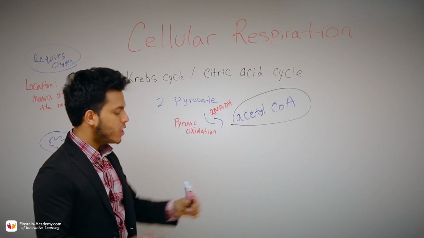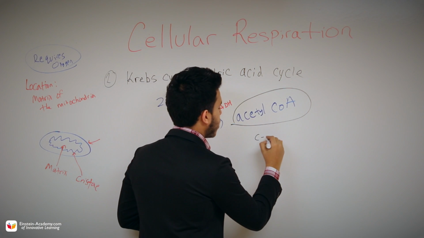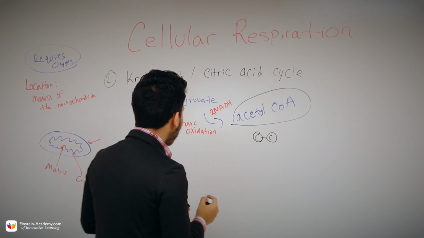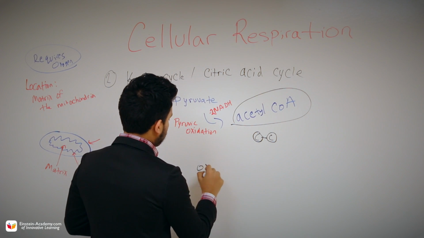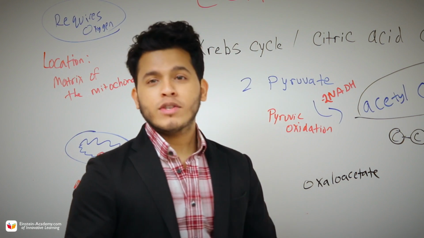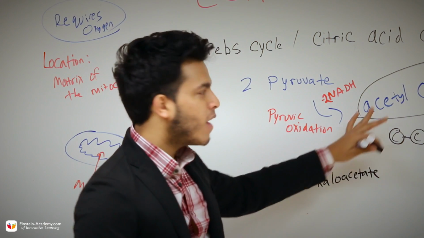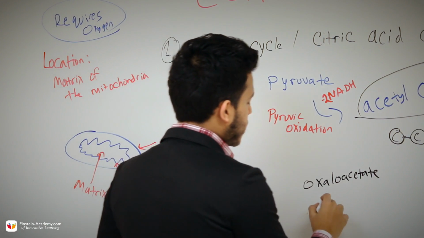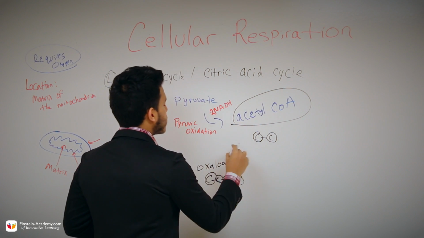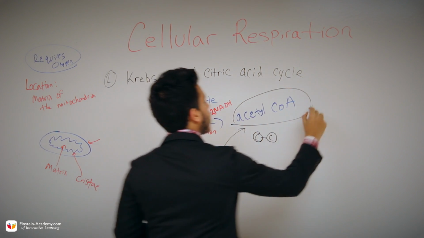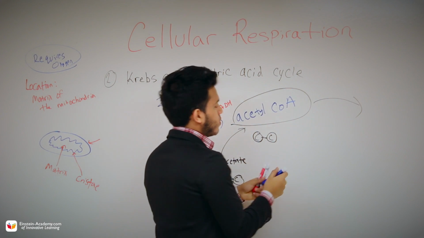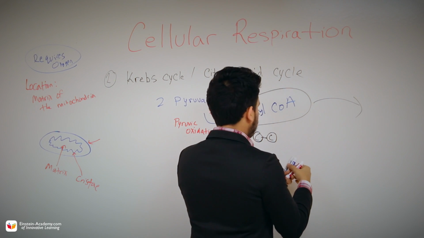And what happens is that acetyl is a 2-carbon compound, and it finds another compound called oxaloacetate. Oxaloacetate is also floating around in the matrix of the mitochondria, just waiting to find acetyl-CoA, and this is a 4-carbon compound. Oxaloacetate and acetyl-CoA will come together to form a 6-carbon compound called citric acid.